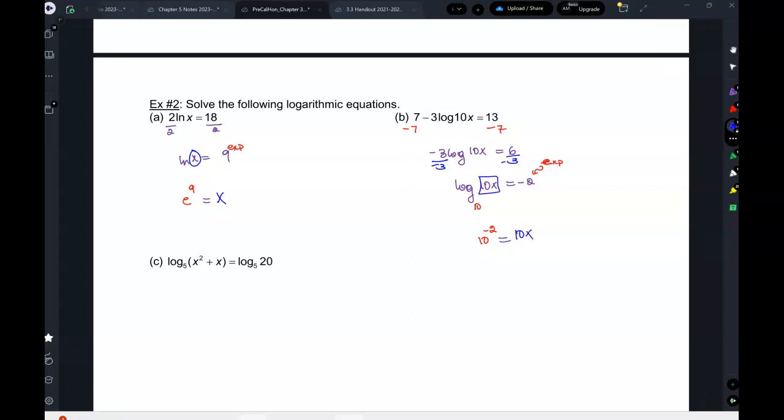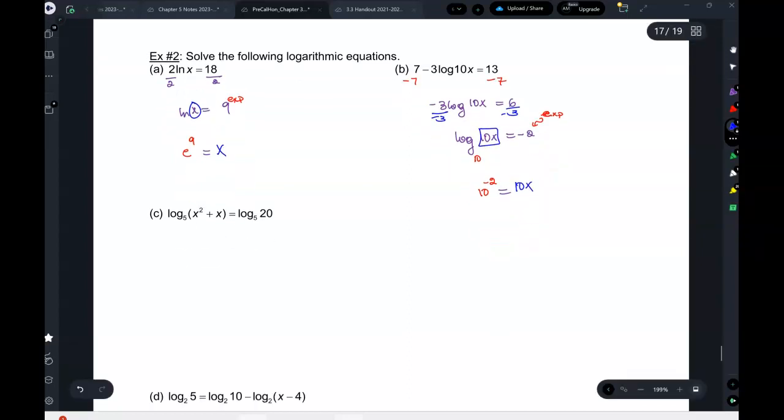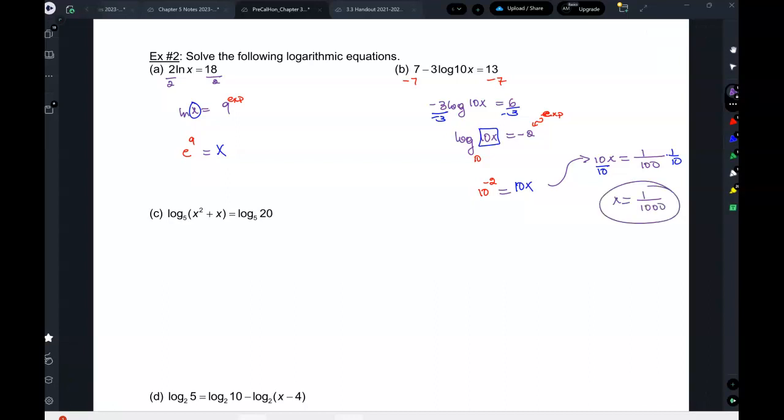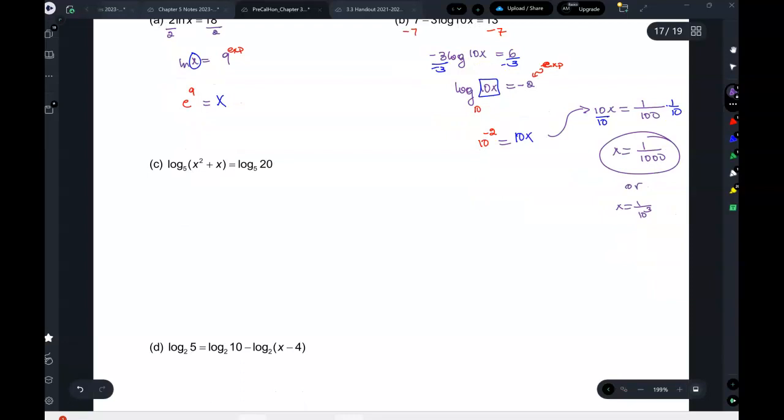10x. But now you have to simplify. So 10x is equal to 1 over 100. That's what 10 to the negative 2 is, right? Divide by 10, that's like multiplying by 1 over 10. So x is 1 over 1,000. Or you can write x equals 1 over 10 cubed. It doesn't matter. Just don't put any negative exponents. Questions?